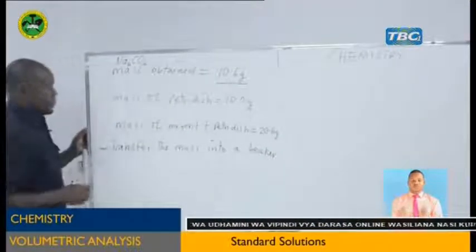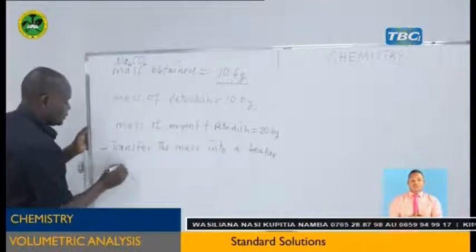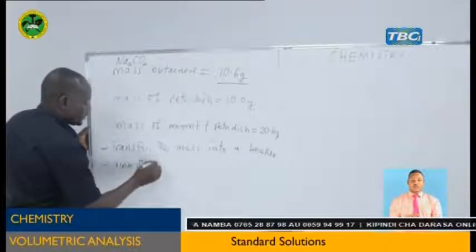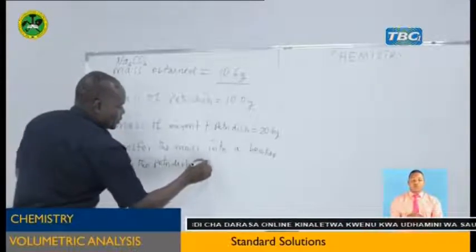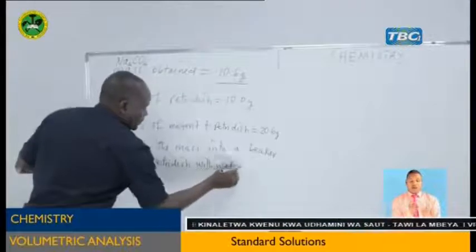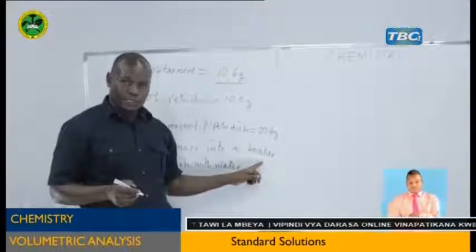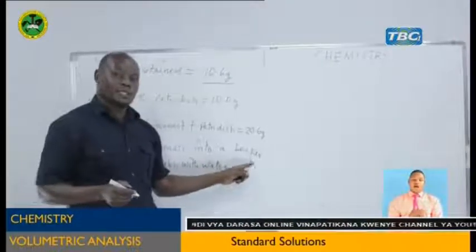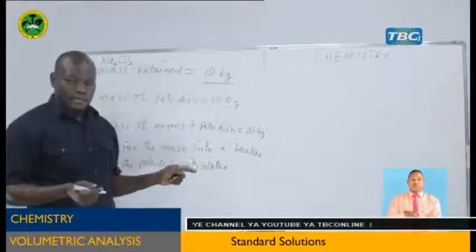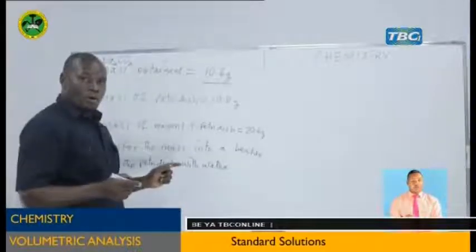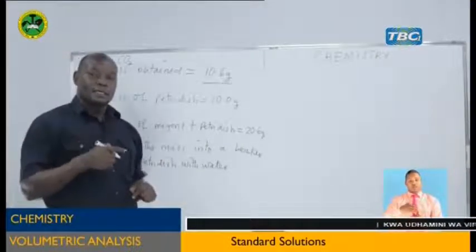After transferring the mass into a beaker, you have to rinse the petri dish with water, and that water should also be transferred into the beaker containing our substance. After transferring it, you can proceed to dissolve our primary standard. Make sure that all the substance, the primary standard, has been dissolved in that beaker.